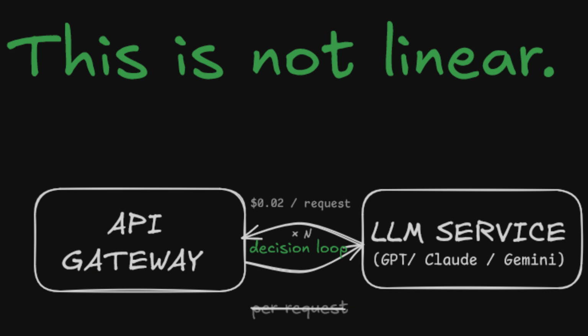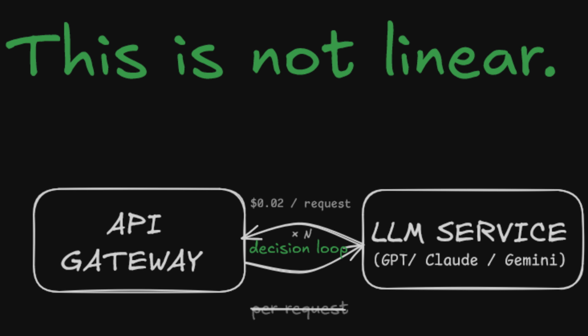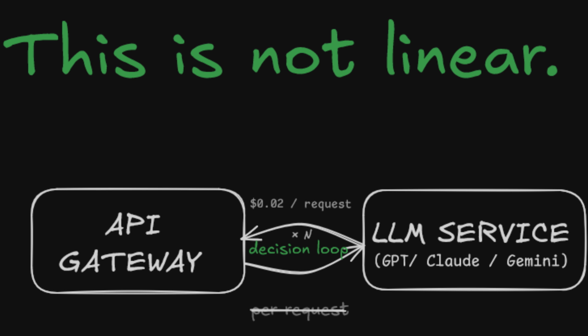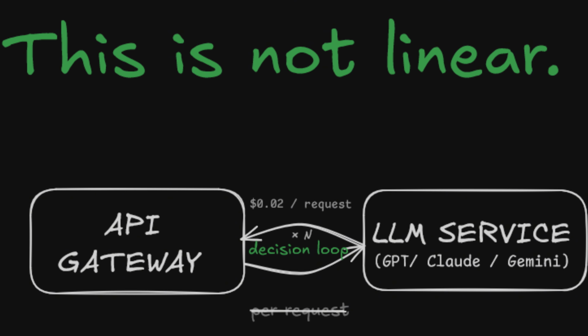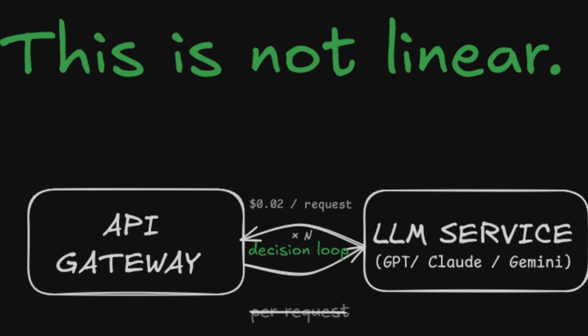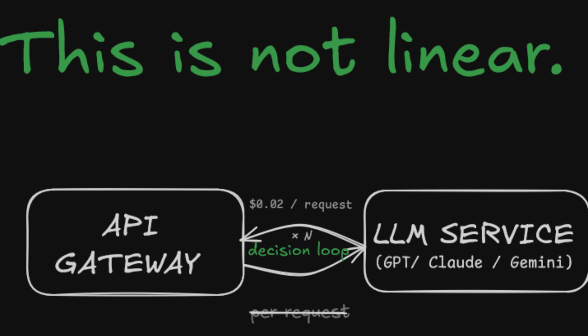AI costs don't grow because models suddenly get more expensive. They grow because system behavior becomes harder to predict. Every retry, every tool call, every fallback path, every internal decision adds another layer of uncertainty. And uncertainty is what turns linear pricing into nonlinear cost. The mistake isn't using powerful models. The mistake is deploying them as if they were static services.